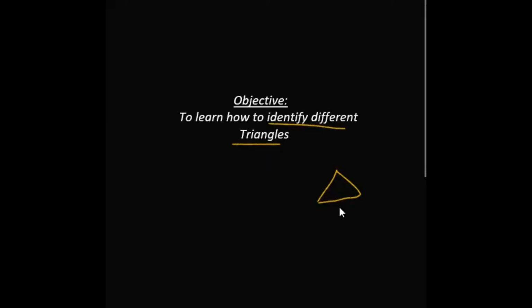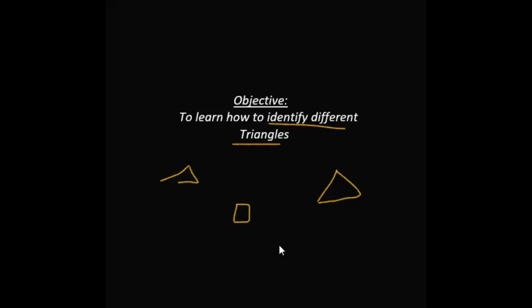So this is a triangle. A triangle is a three-sided polygon that is closed. Okay, so this is not a triangle. That's not a triangle. It has three sides, but it's not a closed shape. This isn't a triangle either.